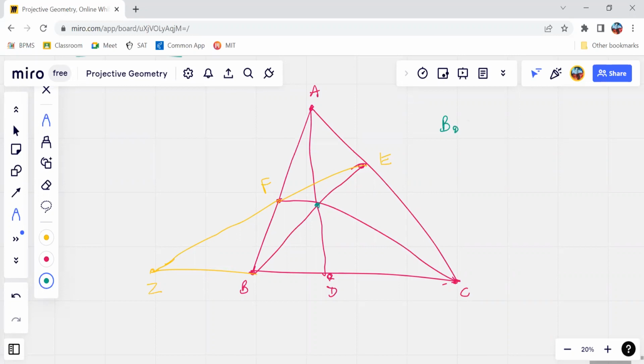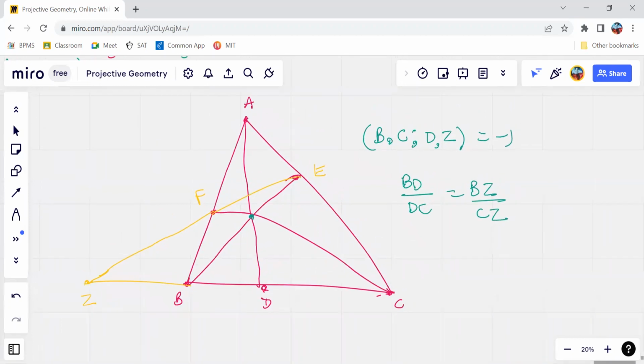So we actually claim that this cross ratio (B, C; D, Z) is equal to -1. So it's in the correct order. One of D and Z is between B and C, and one is outside. So we really just want to show that BD by DC is equal to BZ by CZ.